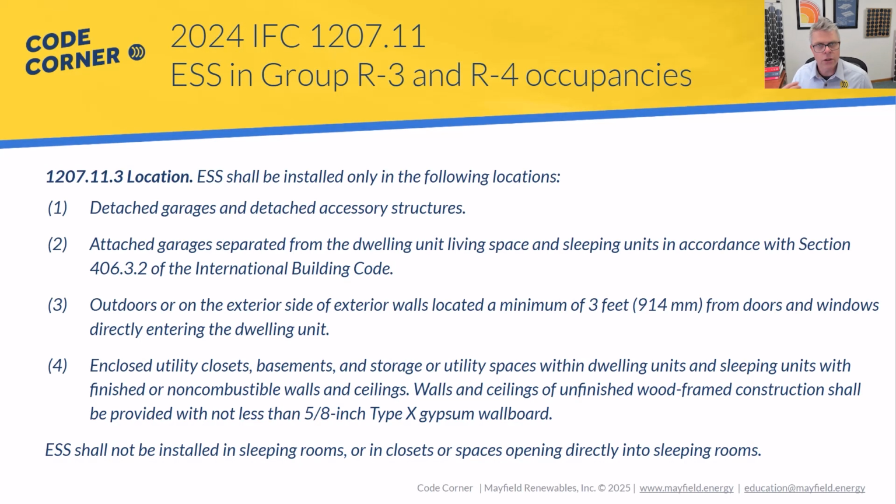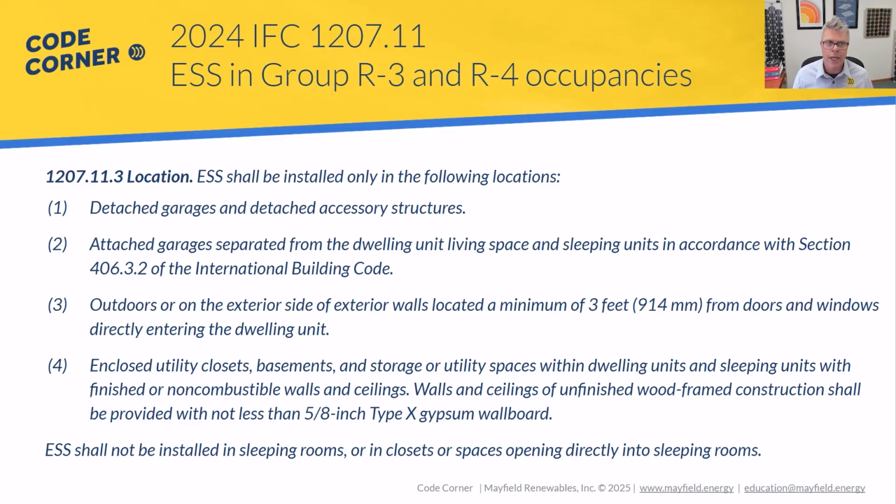All right, so let's start off in the IFC, so 1207.11. The .11 is for your R3 and R4 occupancies within section 1207. So that's our residential applications. The .11 gives it away that we're talking about residential applications. The other sections within IFC are for general installations for other than residential applications.